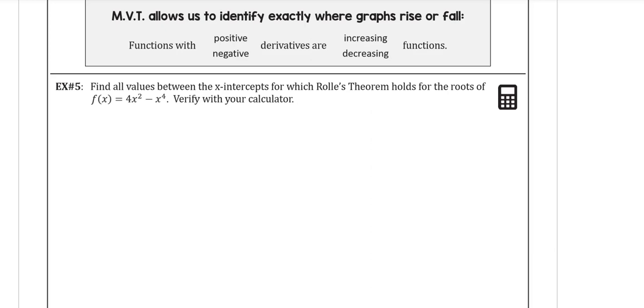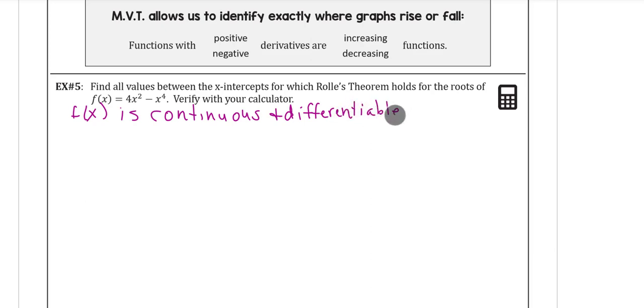Example 5. Find all the values between the x-intercepts for which Rolle's theorem holds for the roots of f of x equals 4x squared minus x to the 4th. Verify with your calculator. Okay, so what we're going to have in this case is, again, we can see that f of x is continuous and differentiable everywhere because it's a polynomial. So I don't know what those boundaries are going to be yet, that interval I'm going to use, but I can find it now.